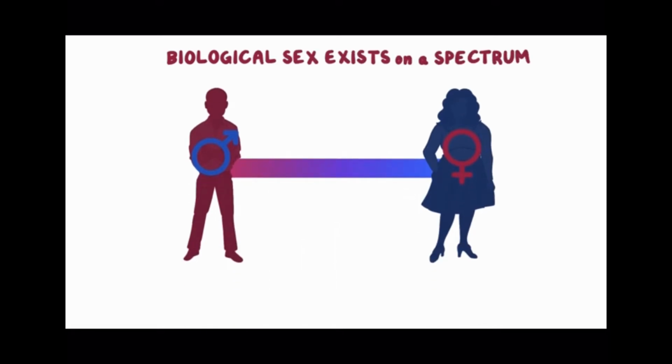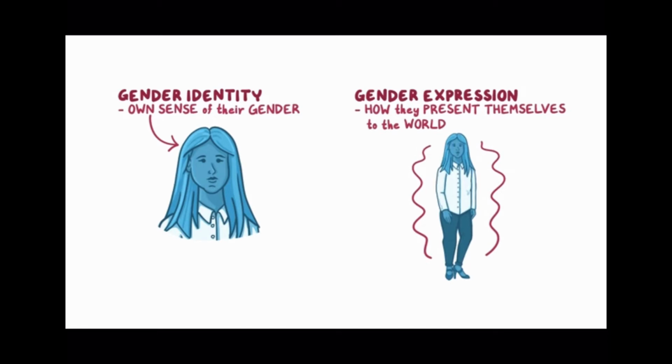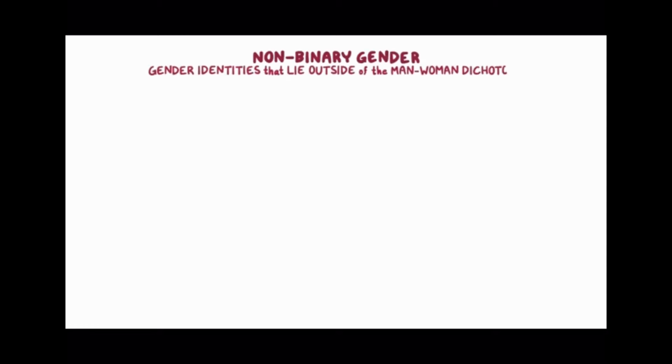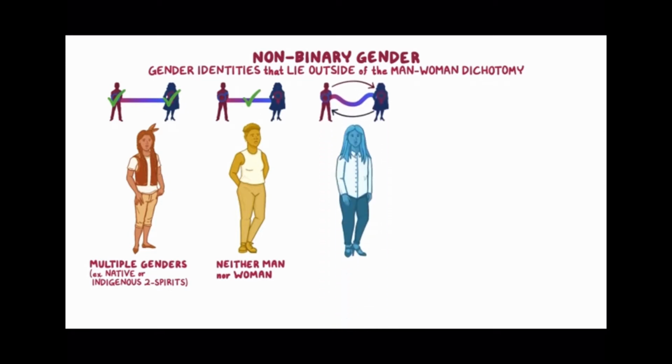Now, separate from the biological construct of sex is gender identity and gender expression. Gender identity is a person's own sense of their gender, and gender expression is how they present themselves to the world. Many people identify as either man or woman, but there are also various types of non-binary gender, or gender identities that lie outside of the man-woman dichotomy. For example, someone could identify with multiple genders, such as native or indigenous two-spirits do. Furthermore, some will identify with a gender that's neither man or woman, while others may have a more fluid gender identity.